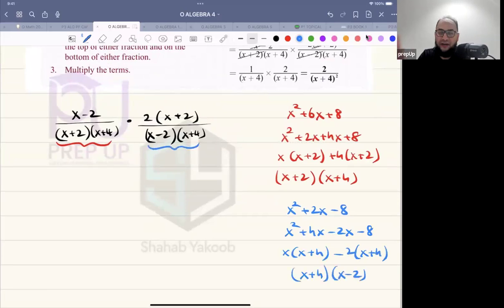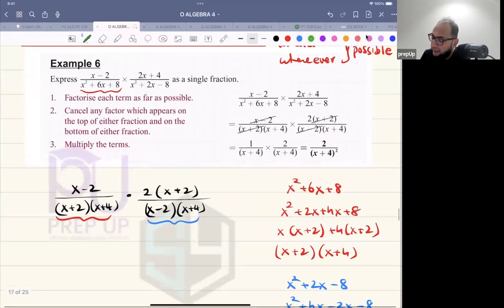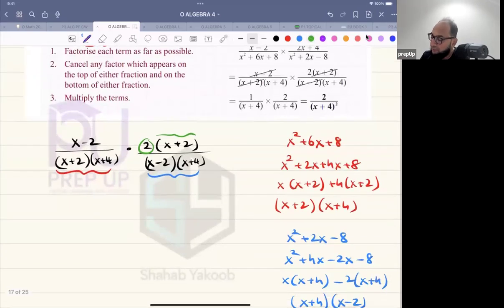Algebra is all about factorization and expansion, and it continues all the way till A levels. And this one is simply taking 2 common out and like that. Now see what are the things that will divide. So first of all, I'll cancel the x plus 2 and x plus 2.